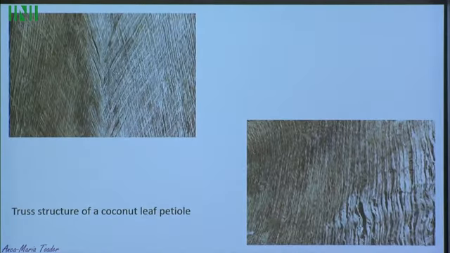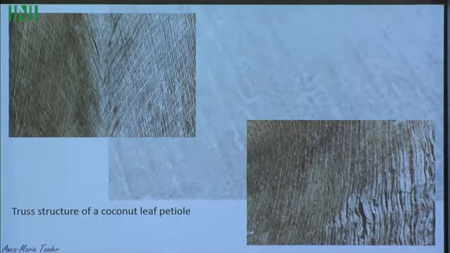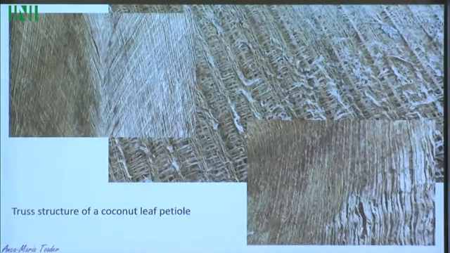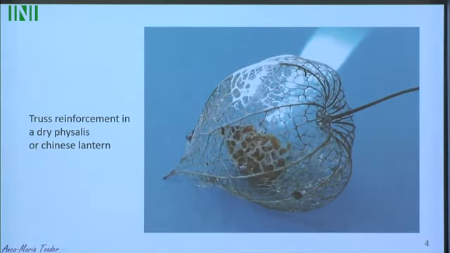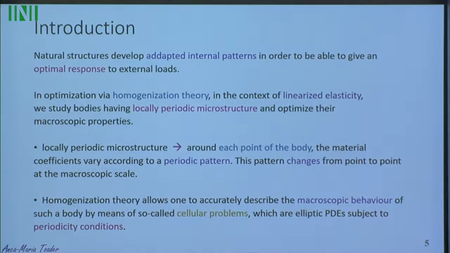We have here a truss structure of a coconut leaf petiole, and if we zoom inside, we shall see periodic reinforcement in two orthogonal directions. And here there is a truss reinforcement in a dry physalis or Chinese lantern. So nature is smart, and we have to learn from it.